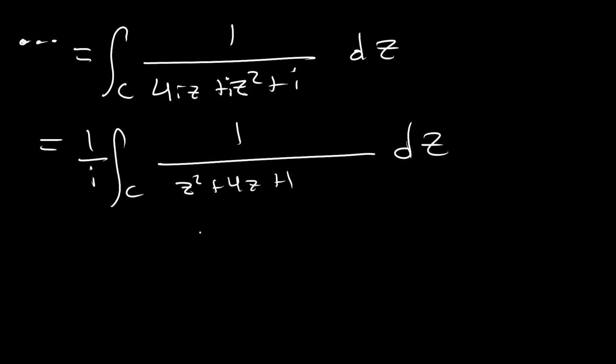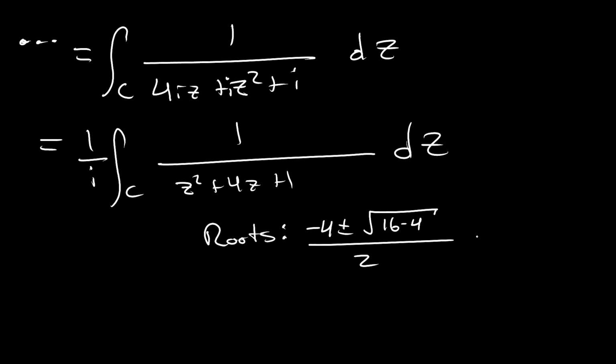I'll actually do them out this time. In the last video I didn't do that. So for the roots, with the quadratic formula we'll get -4 plus or minus the square root of 16 minus 4, which is just going to end up being 12, divided by 2. And so we'll end up getting roots of -2 plus or minus root 3.